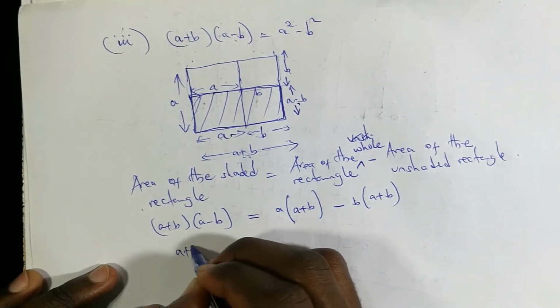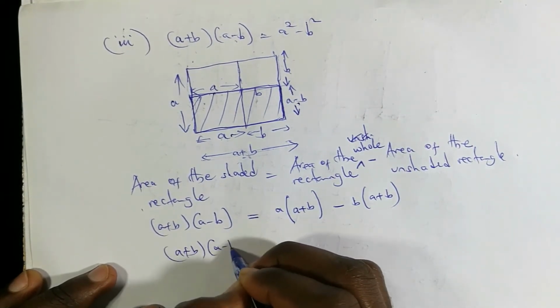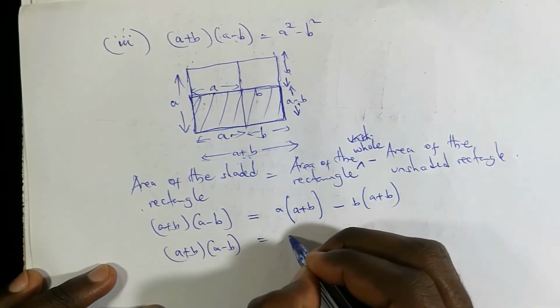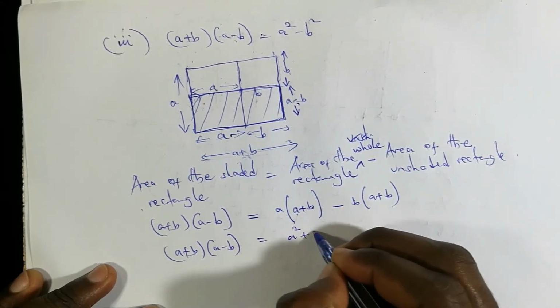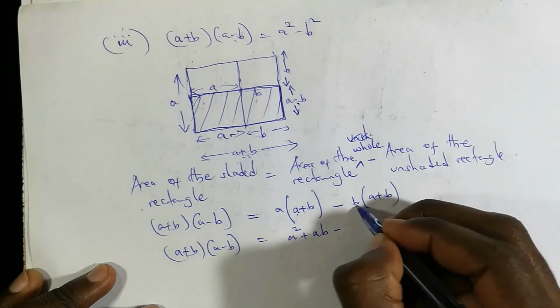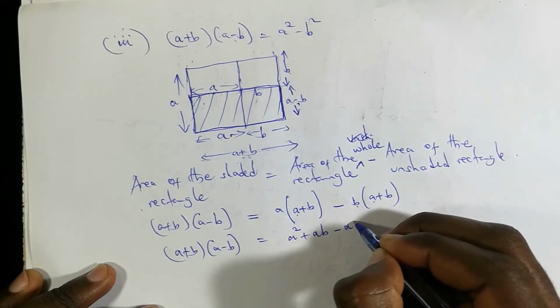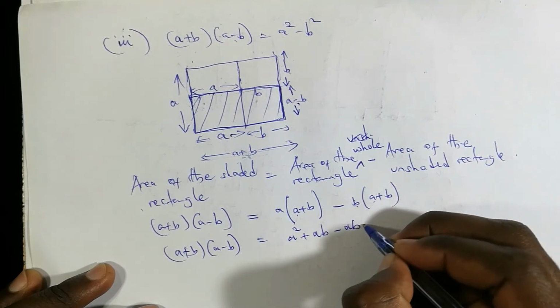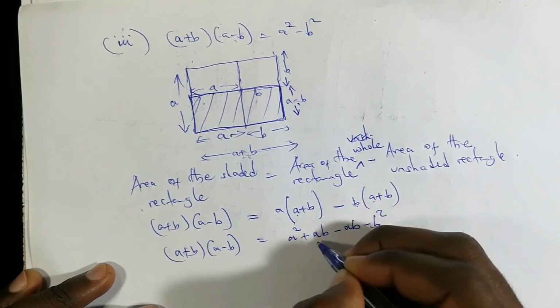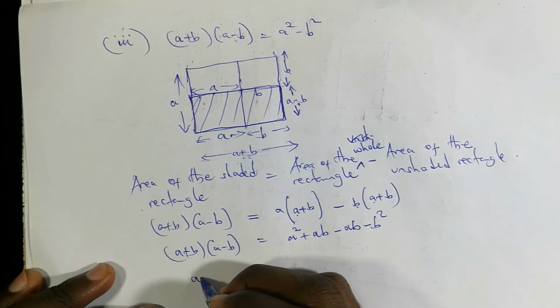Then we now have a plus b times a minus b, giving us a times a, a squared, plus a times b, which is ab, minus a times b, giving us ab, then minus b times b, positive b, which is minus b squared. This one will cancel out and remain a plus b.